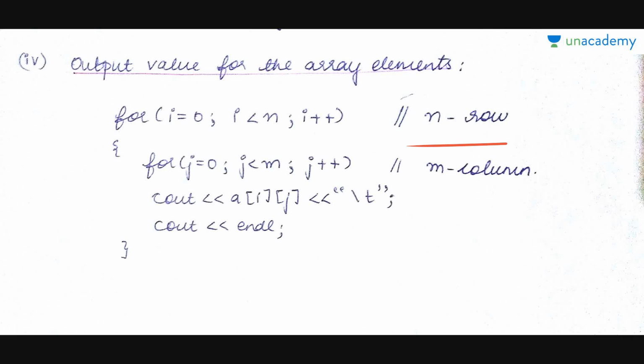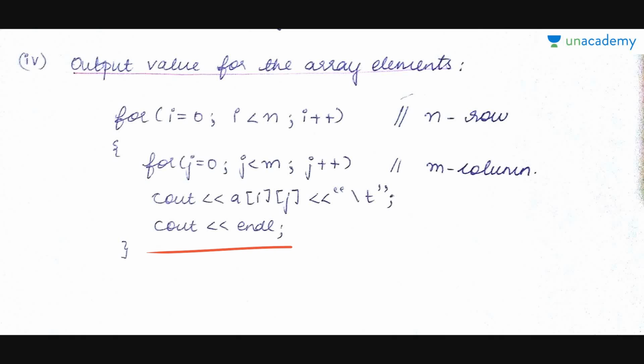As I said, here both i is 0 and j is 0. So the first time A of 0 0 gets printed. And only this one statement is under the second for loop. So after this gets printed, again j gets incremented, so A of 0 1 gets printed. This happens until the condition j less than m becomes false. When that becomes false, i gets incremented, and during that time you have an endl. So it means that you go to the next line to print the next row.